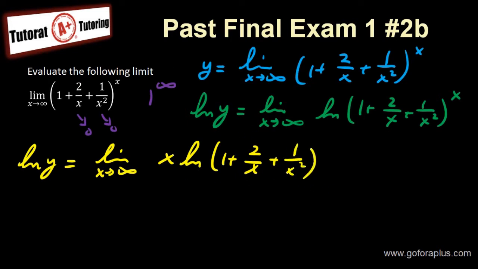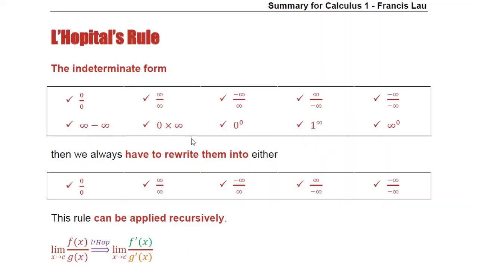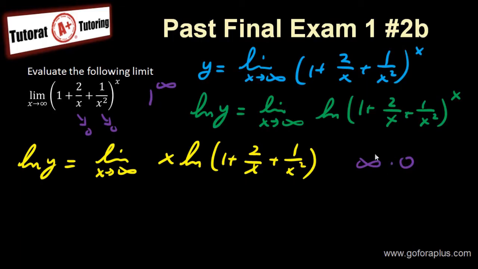Now you have something like this that you have to check again. With x approaching infinity, you have infinity times this part, which is ln of 1, which is 0. So basically, I have infinity times 0. If you look at the indeterminate forms again, this is one of the things that we're not sure of, 0 times infinity, right? So I have to transform it again to make it 0 over 0 or infinity over infinity. Now, how do we do this?